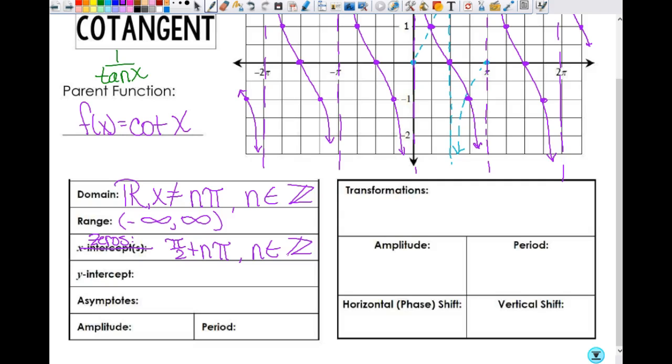Do we have any y-intercepts? No. Do we have any asymptotes? Yes, and it goes back to the domain, right? X equals n times pi, where n is an element of the integers. Your amplitude, just like for tangent, it's undefined. So what's the period here? Pi, just like it was for tangent.